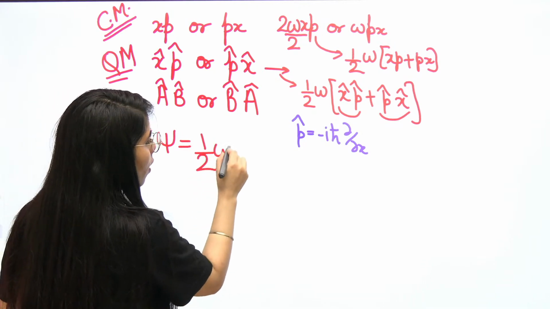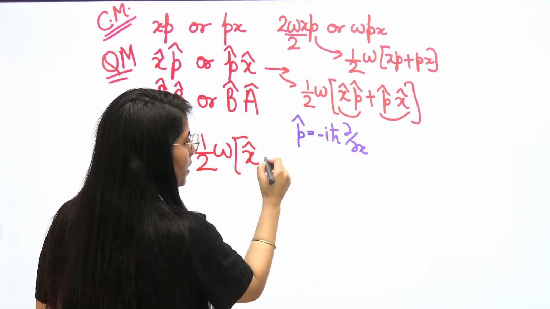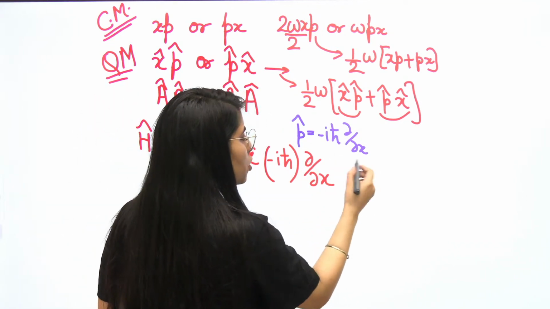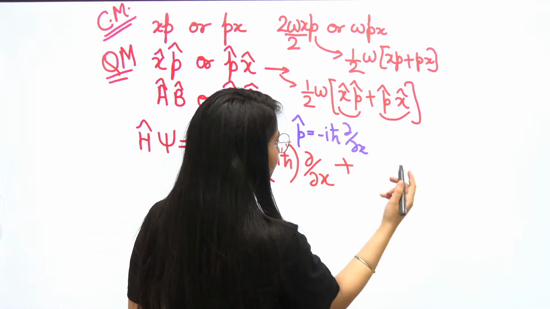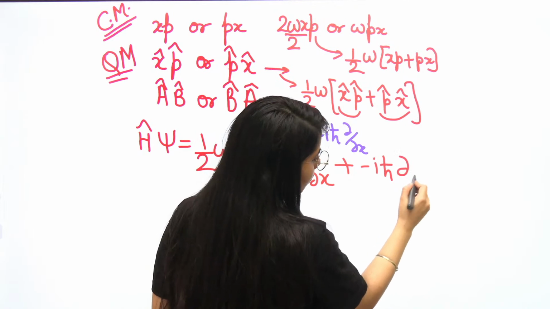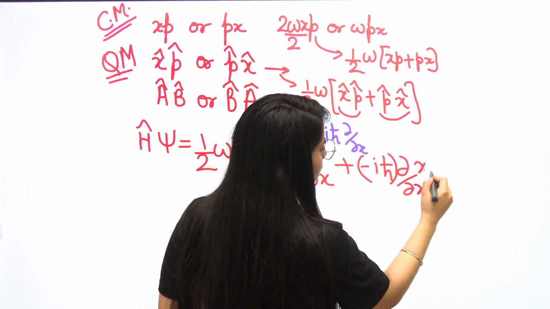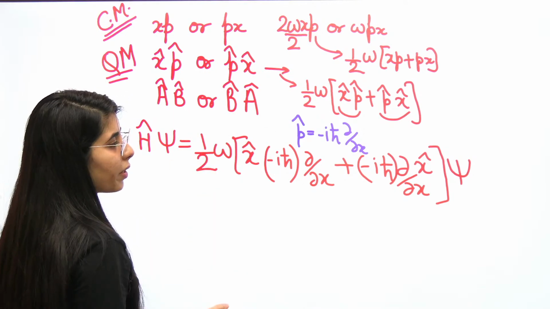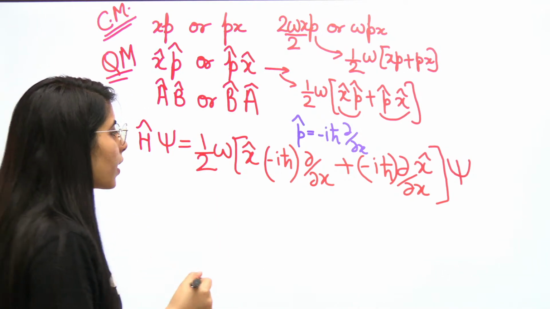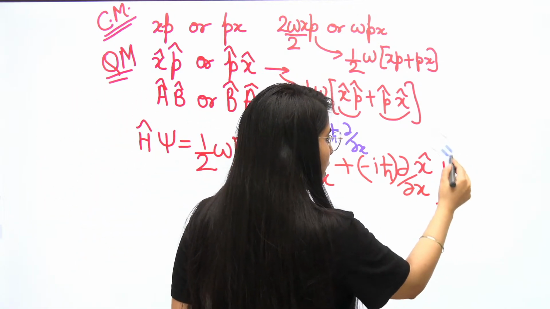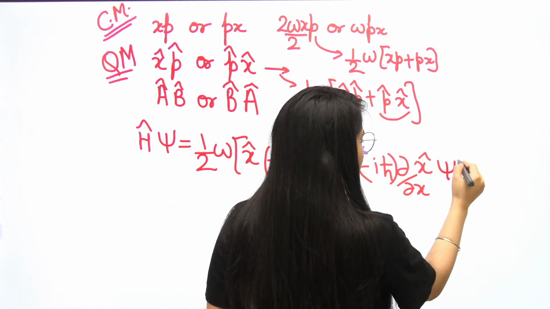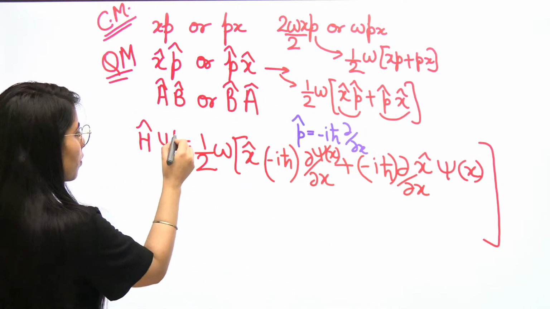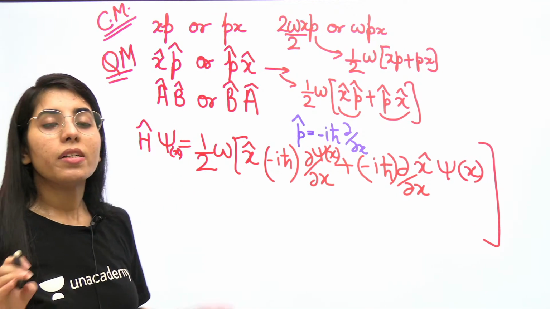So what will it give us? Half omega x cap p is basically minus iota h cut delta upon delta x, plus, and on which you will operate it? On sine. So we will write it at the end. Now this sine you can take inside the bracket. Sine is a function of x, so I will remove it from here and take it here. If you want, you can even write it as sine x, so that it is clear that sine is a function of x.